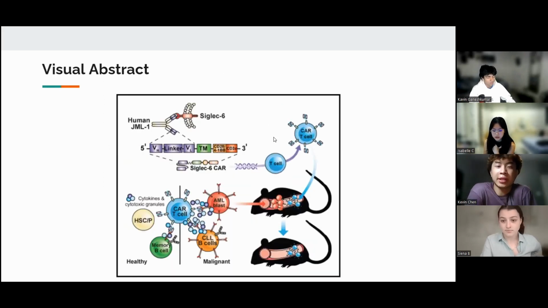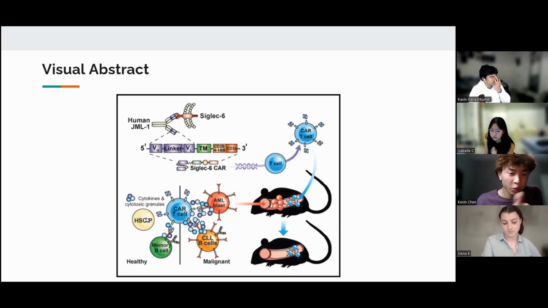So what they actually did in the study, this is a visual abstract. They used genetic engineering, like CRISPR, to design their Siglec-6 CAR T cell, and then they expressed it in T cells extracted from mice to produce these CAR T cells. And they put these CAR T cells back in the mouse. And you can see here, cytokines and cytotoxic granules. These are cytokines. Basically, higher levels of them means a better immune response. So as you can see, higher levels of them attacking AML blasts and CLL B cells, wiping out the leukemia.